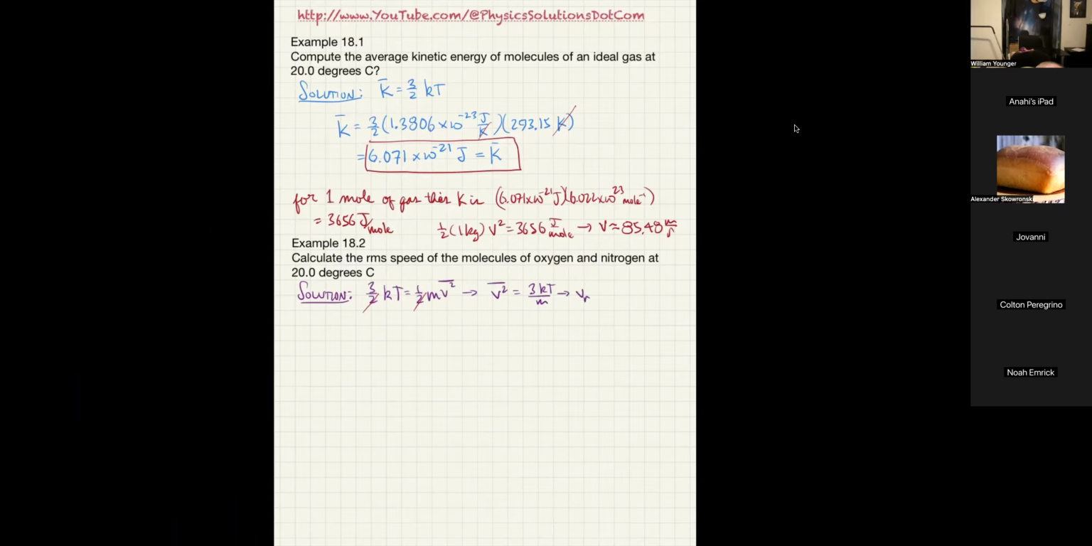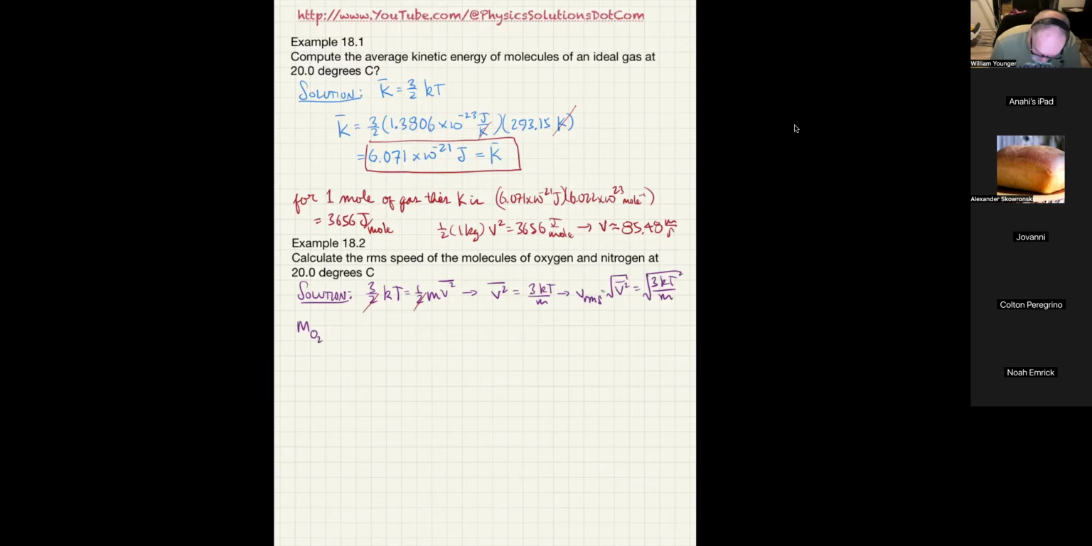Therefore, v RMS is equal to the square root of v squared bar, which equals the square root of 3 kT over m. So that's a formula we're going to use repeatedly. It's basically about 1.73 times the square root of kT over m. And in order to do that, though, I need the mass of the individual molecule. So for O2, I need the mass of O2.